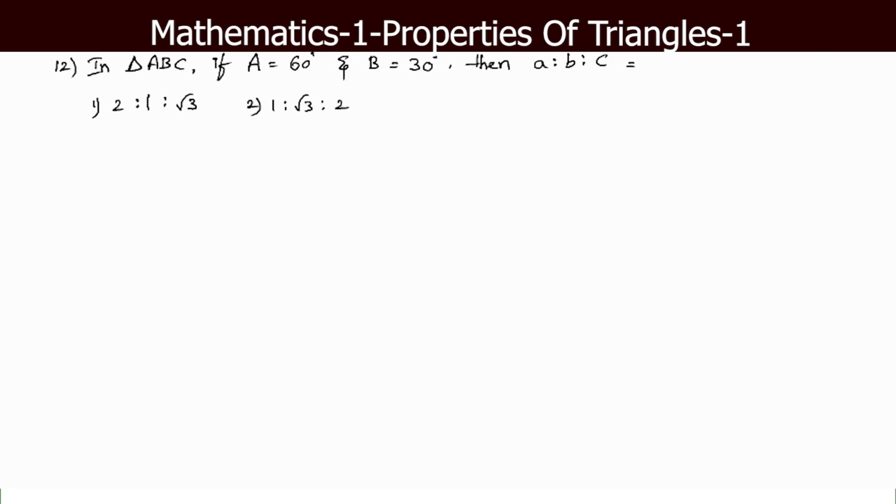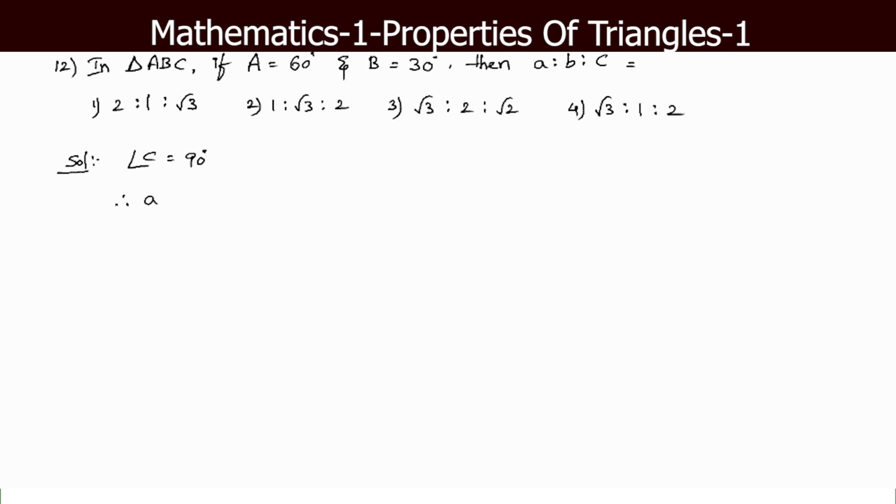60 degrees. Next, 12. In triangle ABC, if A is equal to 60 and B is equal to 30, then a is to b is to c is equal to: 1, 2 is to 1 is to root 3; 2, 1 is to root 3 is to 2; 3, root 3 is to 2 is to root 2; and 4, root 3 is to 1 is to 2. Angle C is equal to 90 degrees. So that means angle C is 90 degrees.